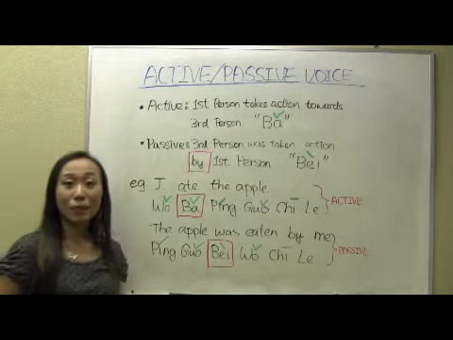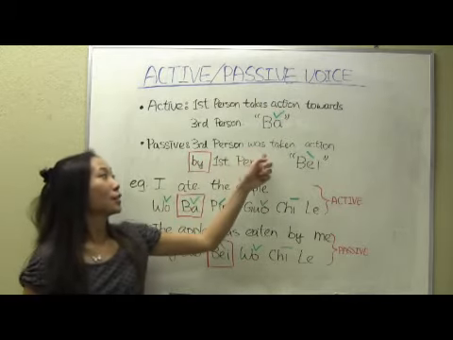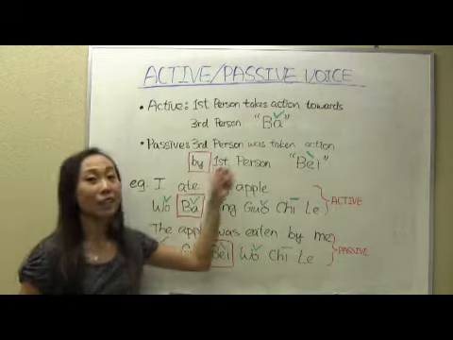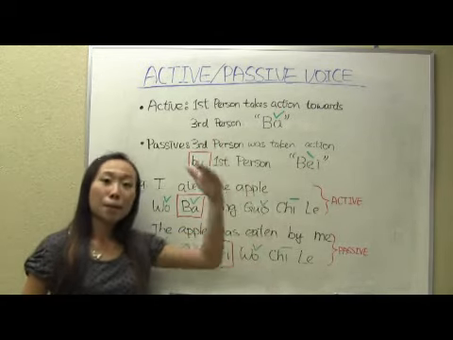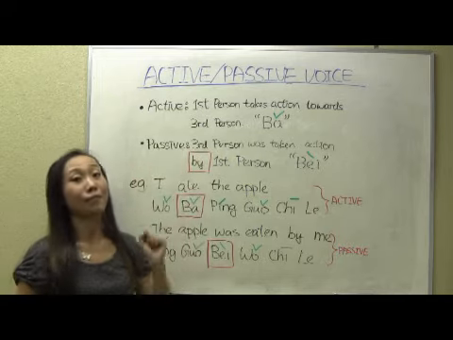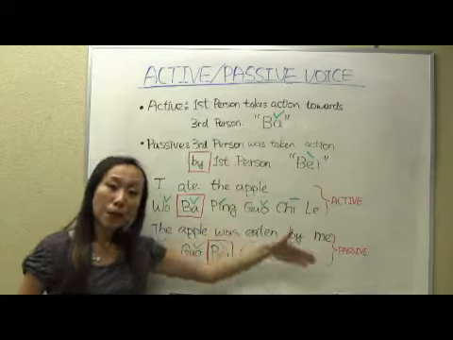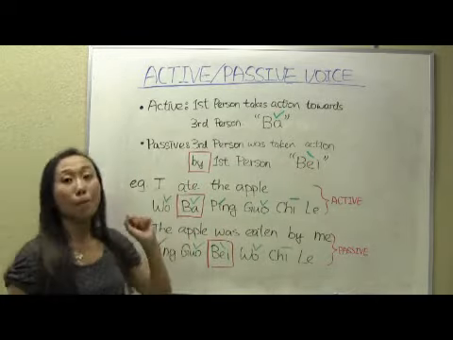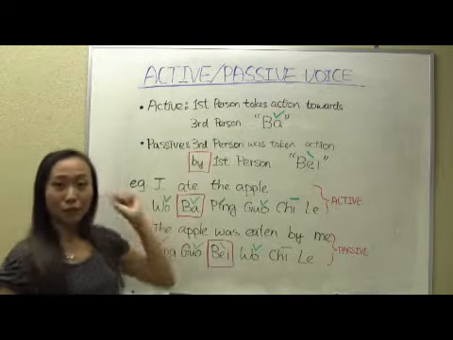And the second one, passive voice, means the third person singular was taking the action by the first person. In Chinese, the word 被, you usually use it in passive voice sentences. So every time you see the word 被, it is the passive voice, and 把 is active voice.